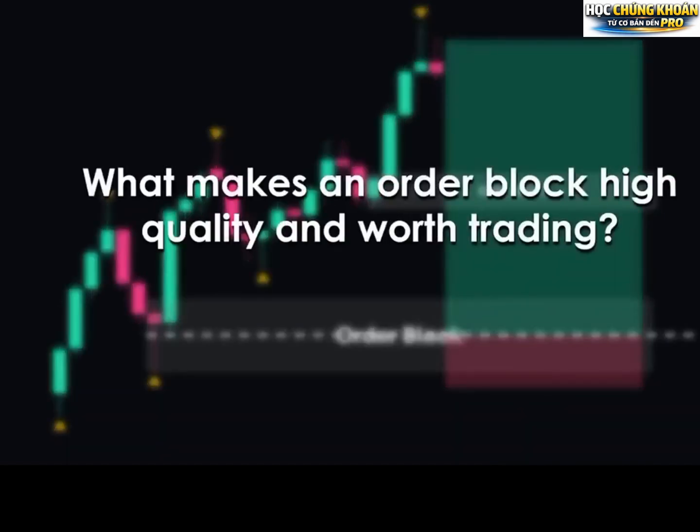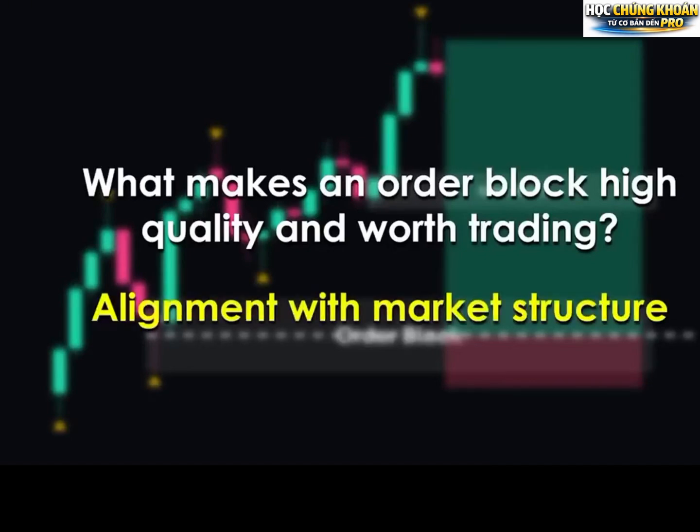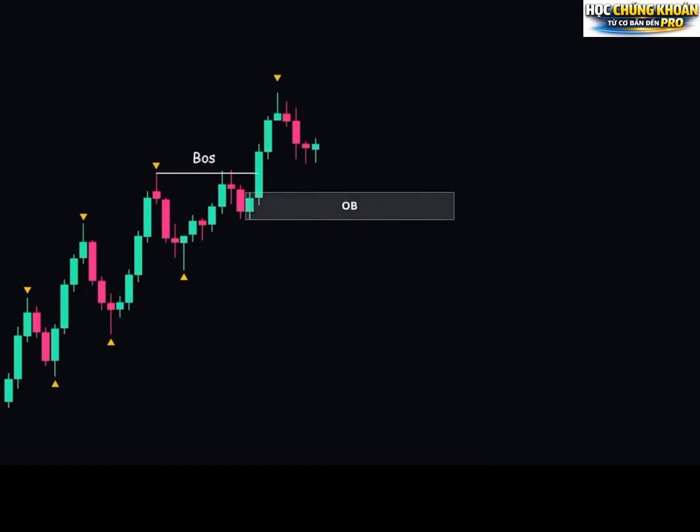Now, what makes an order block high quality and worth trading? The key is alignment with market structure conditions. In an uptrend, price forms higher highs and higher lows. Each time the price breaks structure to the upside, it signals continuation of the trend. The bullish order blocks formed along the way have a higher chance of rejecting the price to the upside if the price pulls back to them.